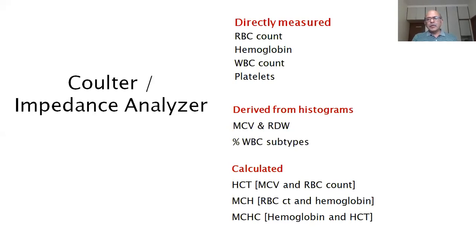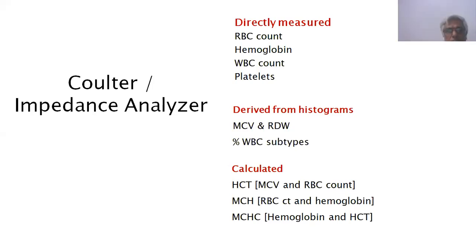The RBC count, as is very easy to understand, is directly measured by the machine. Hemoglobin is also directly measured by the machine. The measurement of hemoglobin is not based on the Coulter principle. The RBCs are first lysed, and based on the change of color by a spectrophotometric analysis, you get the amount of hemoglobin. So that is a different principle that this machine uses to measure hemoglobin.